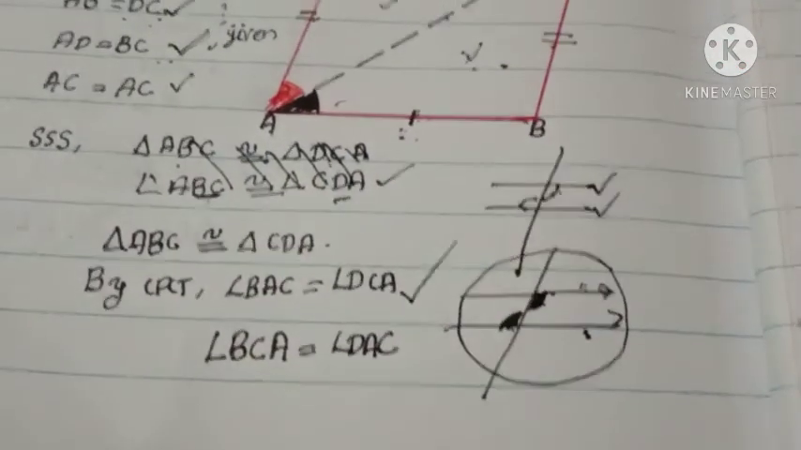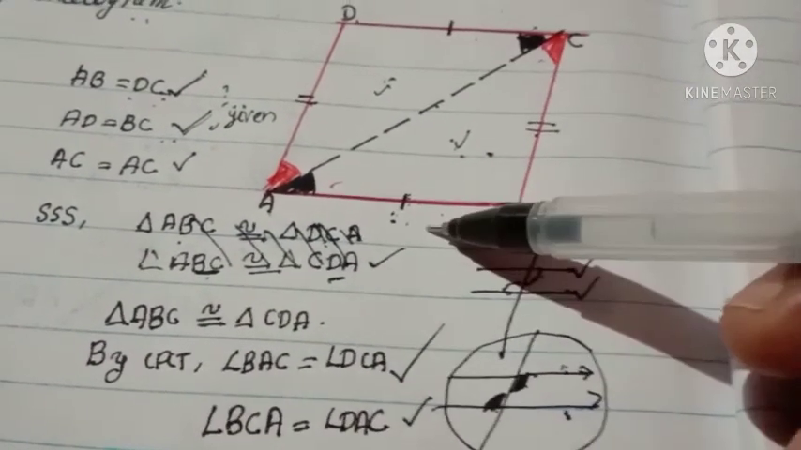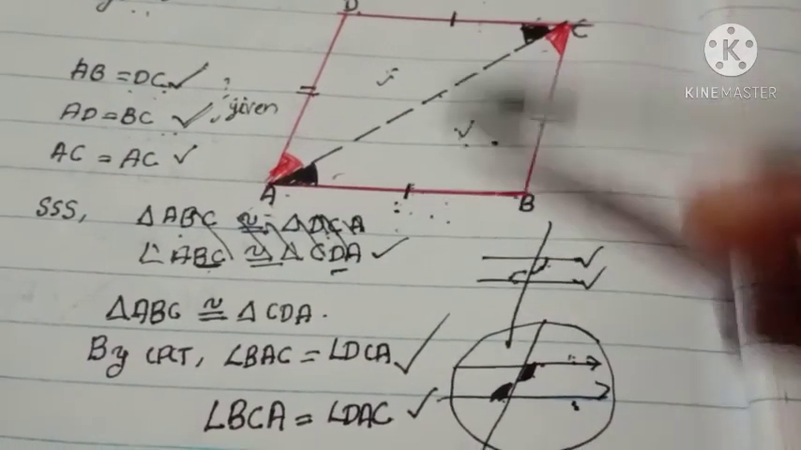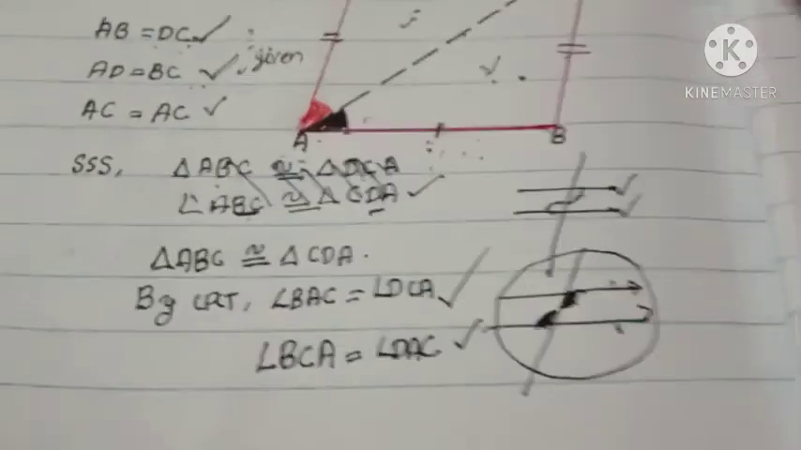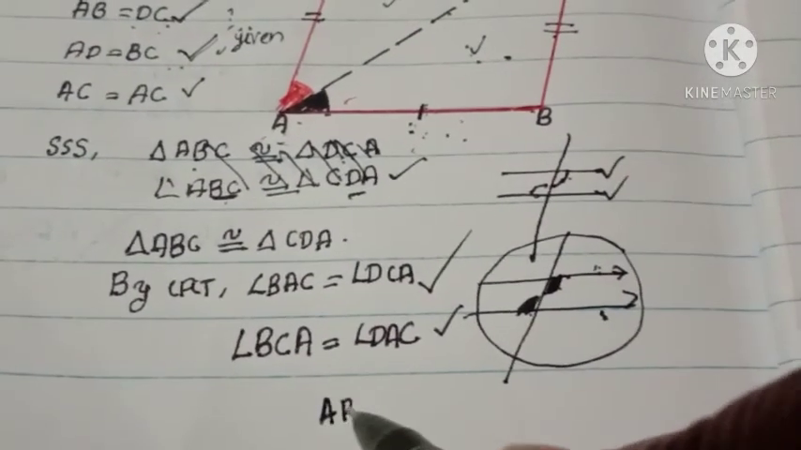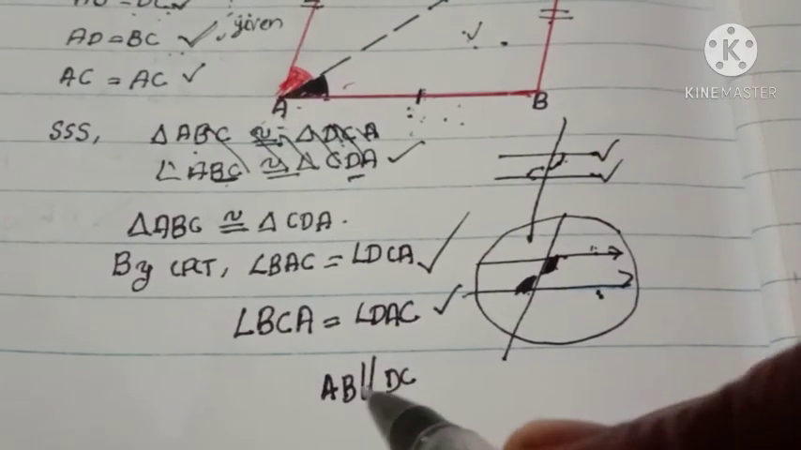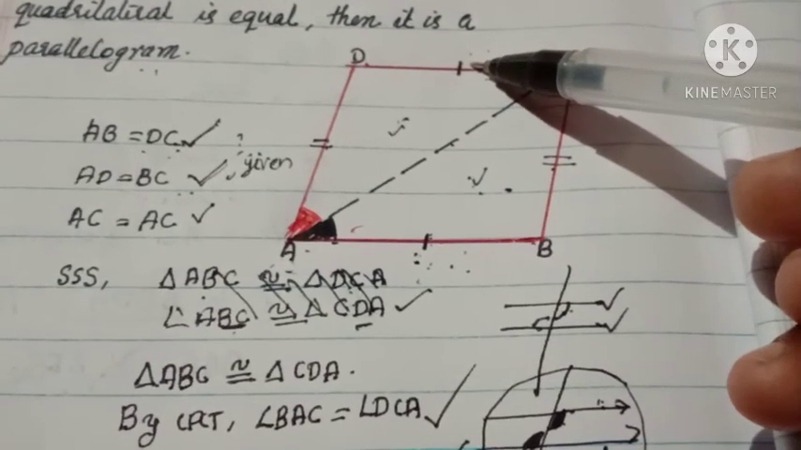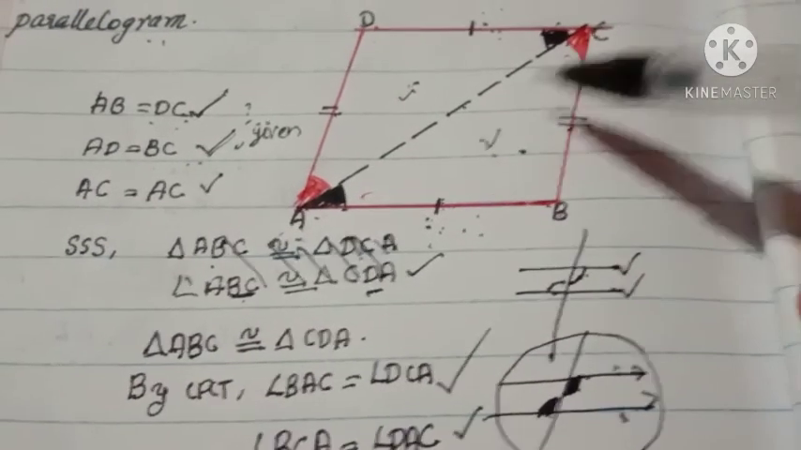So, alternate angles are equal means, listen, these two lines are parallel and AC is the transversal. Okay, when this line cuts these two lines, alternate angles are equal only when AB and DC are parallel. So, AB and DC are parallel. See the notation? Read it as AB is parallel to DC. So AB is parallel to DC. AB and DC are equal. Therefore, the quadrilateral ABCD is a parallelogram.